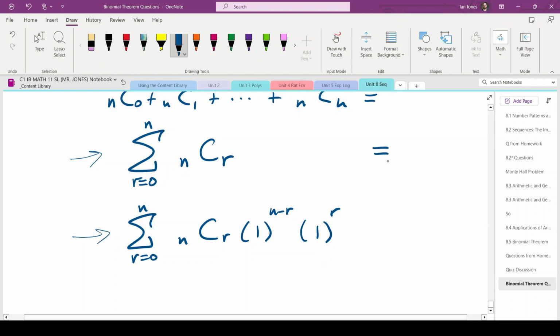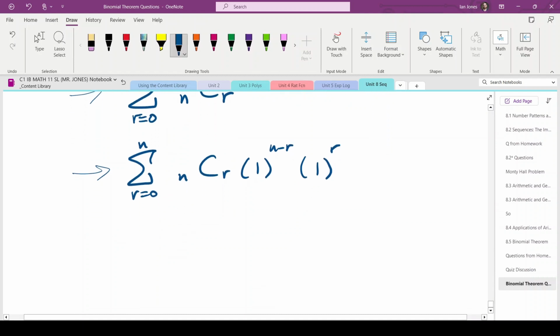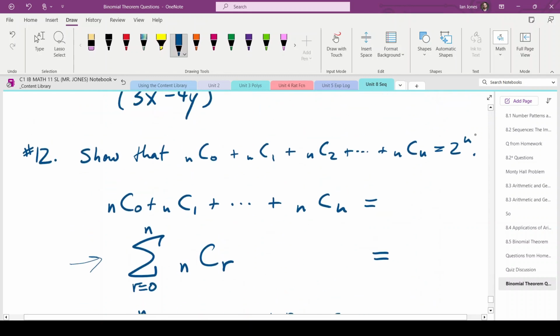So I can say that this equals this, and now I've got a binomial theorem where A equals 1 and B equals 1. This is (A plus B) to the n. It's the binomial theorem, but I've just done it where A and B are 1. So in other words, I have (1 plus 1) to the n. And clearly, that's 2 to the n, which is what I was asked to prove.